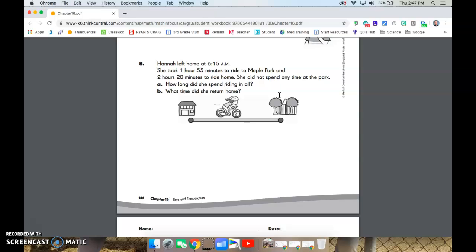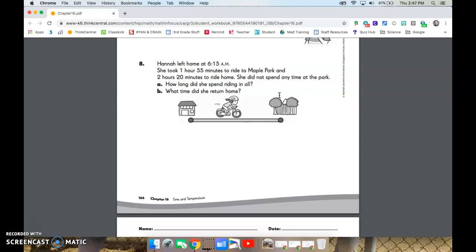She took a 1 hour 55-minute ride to Maple Park and 2 hours and 20 minutes to ride home. She did not spend any time at the park. Well, why go then? Okay, whatever. She just wanted to check out the park. How long did she spend riding in all, and what time did she return home?